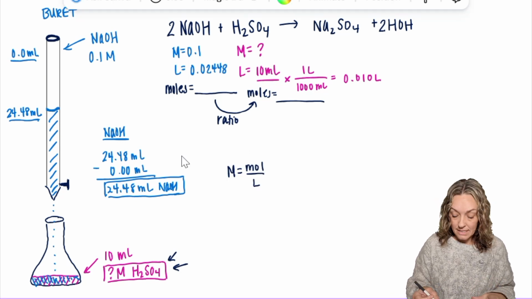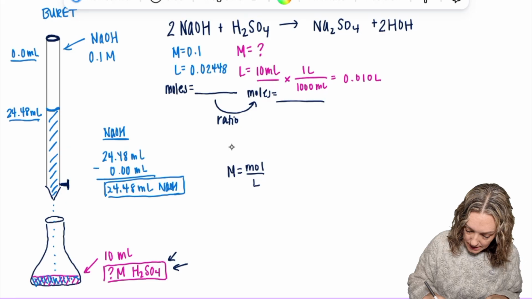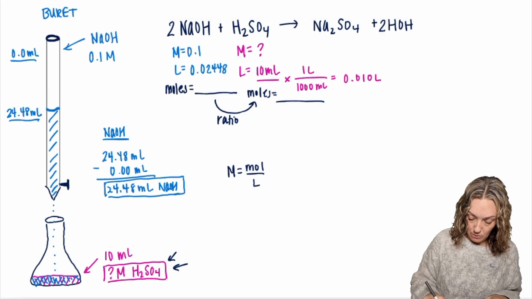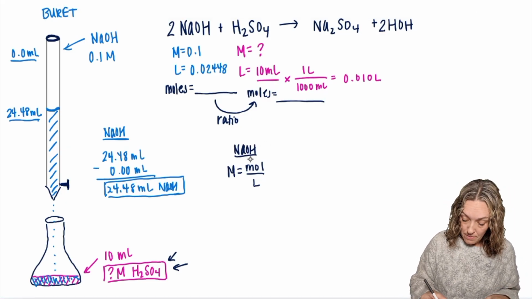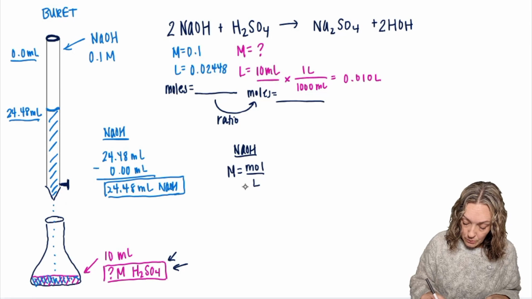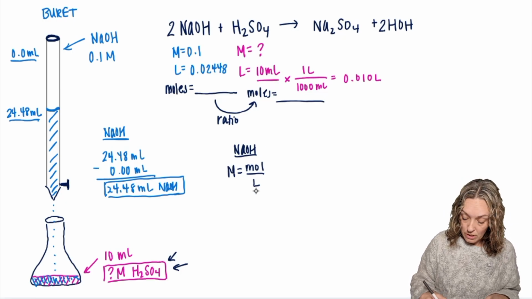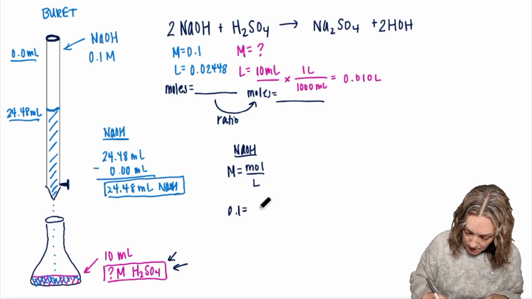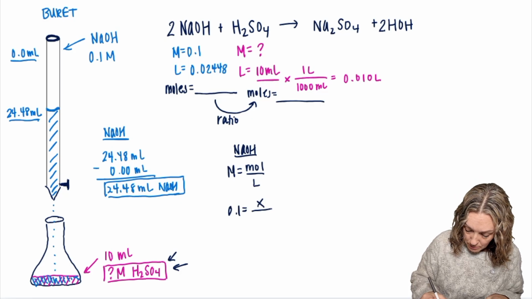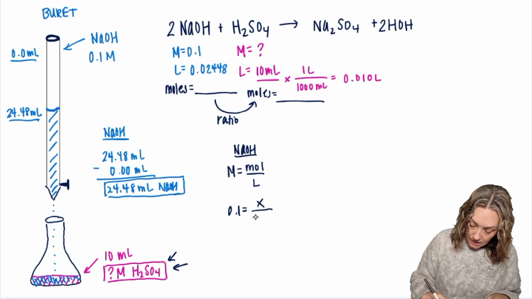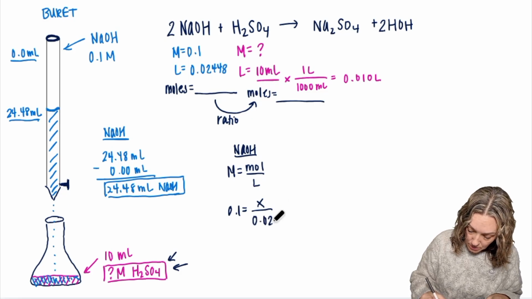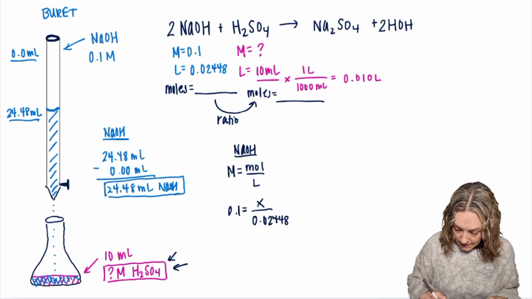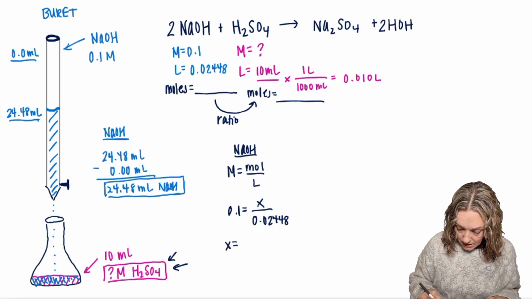All right, I'm always going to start with the substance that I know the most information about. I know the most about my NaOH. I know that molarity, moles, and liters are all related through my equation here, so I'm going to substitute in and solve. My molarity is 0.1, my moles I don't know, so I'm going to call that X. And my liters are 0.02448.